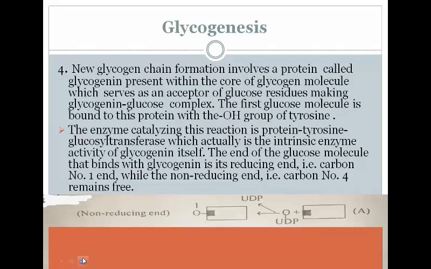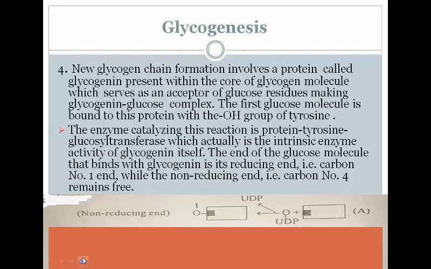The tyrosine of this glycogenin has a hydroxyl group. So the first glucose molecule is bound to this OH group of tyrosine of glycogenin, and the enzyme catalyzing this reaction is protein tyrosine glucosyltransferase. This is the intrinsic enzyme activity of glycogenin itself, where the end of the glucose molecule binds with glycogenin at its reducing end.